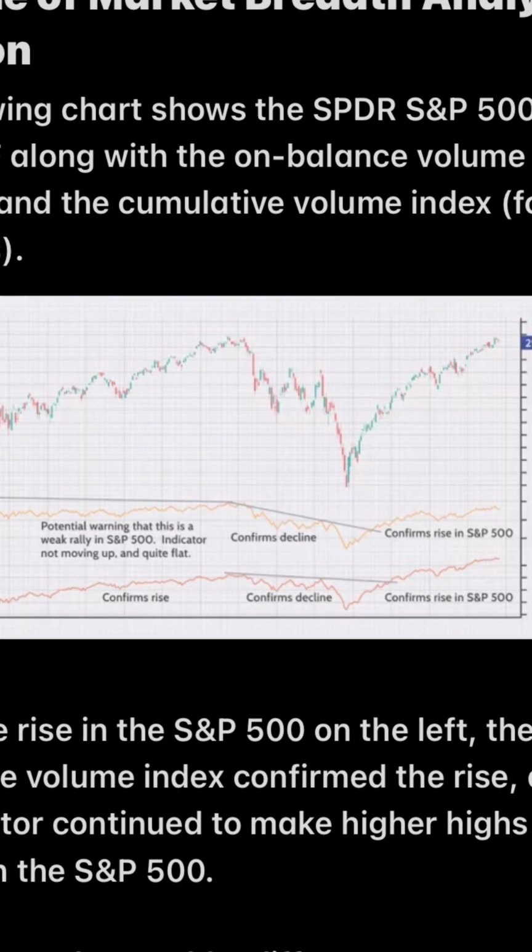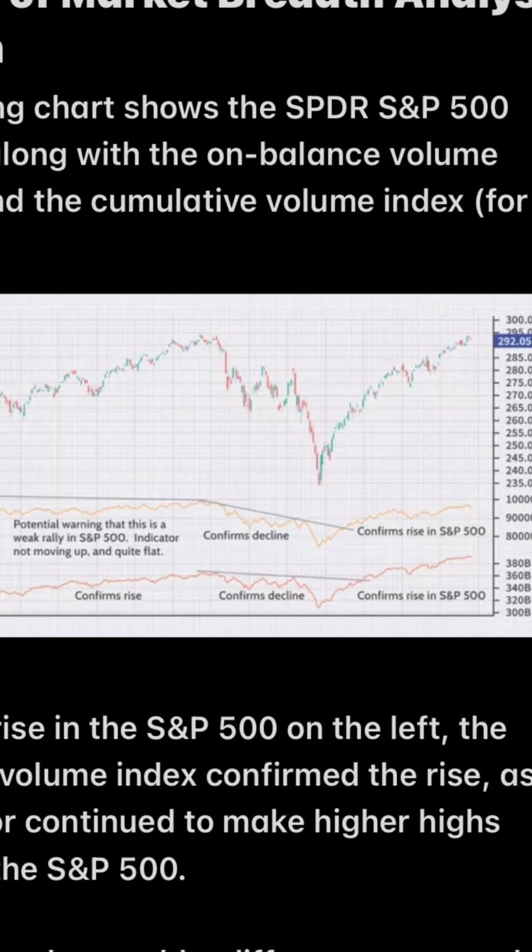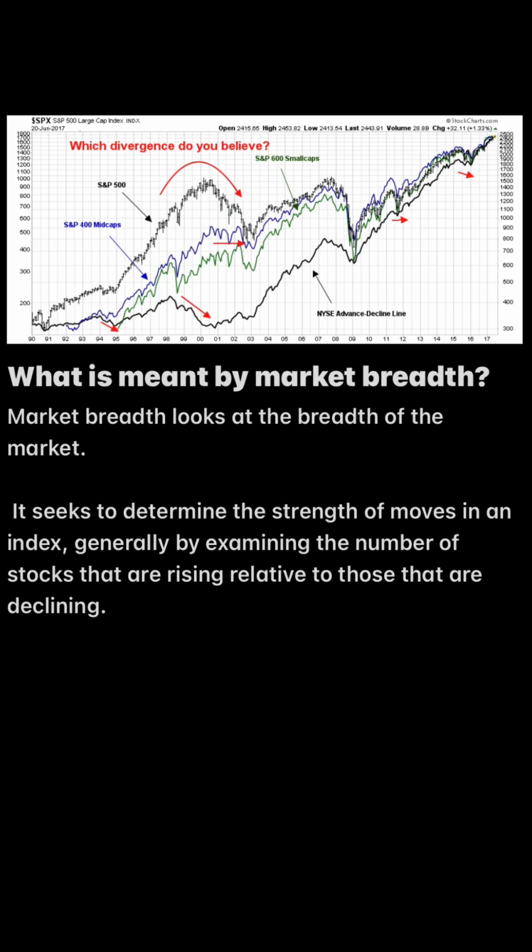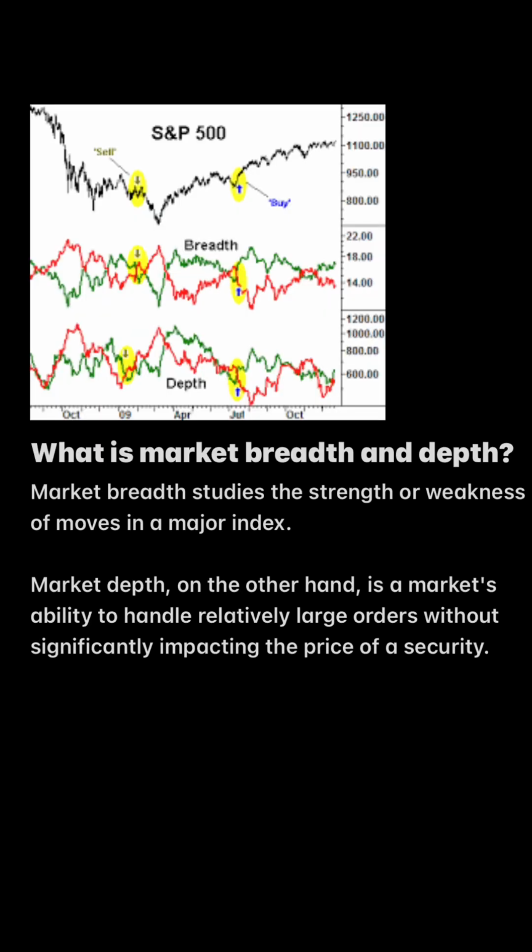And as you can see, the different ones, one is going with the stock and the other one is showing that divergence. Now, what is meant by market breadth? Well, as we talked about already, the market breadth looks at the breadth of the market as a whole. It seeks to determine the strength of moves in an index, generally by examining the number of stocks that are rising relative to those that are falling. And you can see a chart like this shows different sectors and different indexes as they run relative to each other.